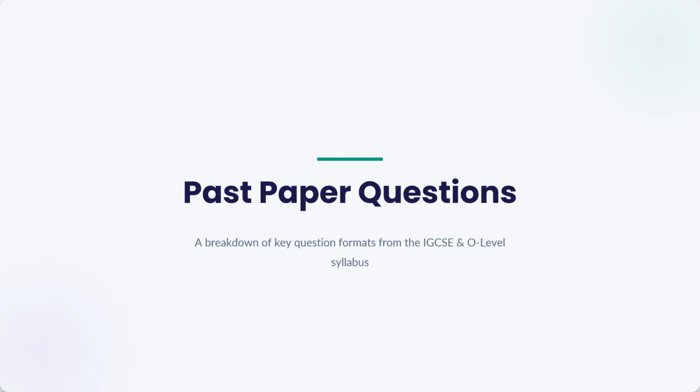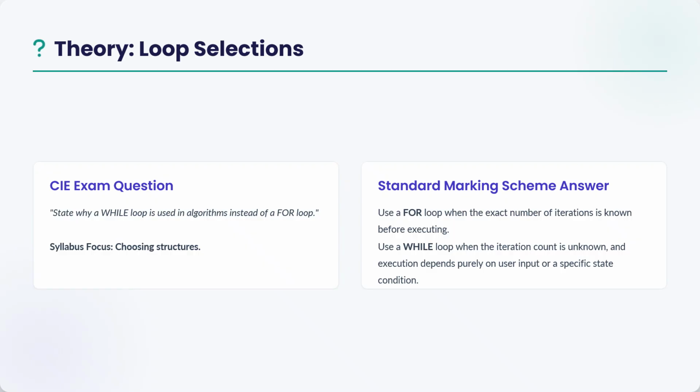Let's see how the questions of while loop are incorporated in the past papers. Question number 1, state why a while loop is used in algorithms instead of a for loop. The standard marking scheme answer says: use a for loop when the exact number of iterations is known before executing; use a while loop when the iteration count is unknown and execution depends purely on the user input or a specific state condition. This is the complete answer that will be expected in terms of this question.